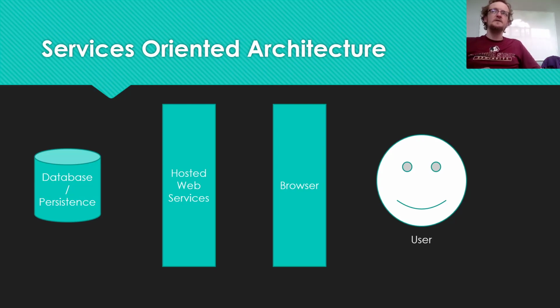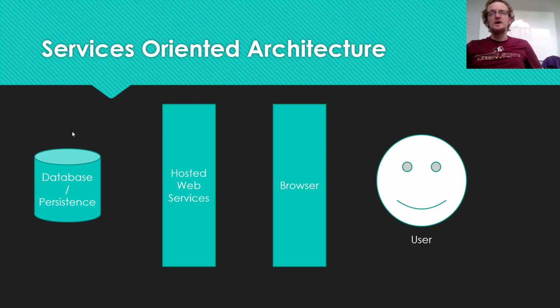Services-oriented architecture gives you a very easy way of dealing with a complicated web app, and that's what this diagram is supposed to show. On the right-hand side, we have the user using the application via a browser on their machine. On the far left, we have database and persistence components. These are claims, policies, and payments from maybe 10, 15, or 20 years ago, and also from 15 minutes ago.